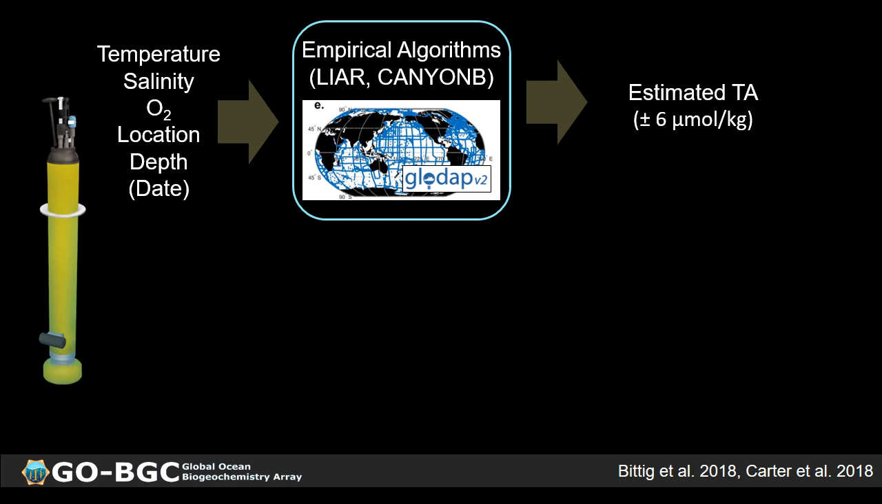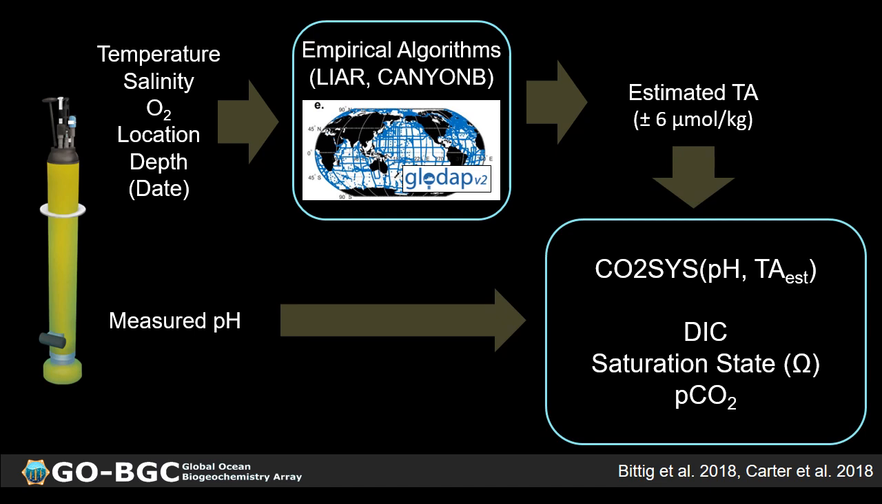So once we have an estimated alkalinity, we can combine that with the measured pH from the float and use a program such as CO2SYS, with inputs of the measured pH and estimated alkalinity, to calculate DIC, saturation state, and pCO2. So that's the approach that we take. So what are the uncertainties associated with these derived parameters? I'm going to first talk about DIC and saturation state, and then go into pCO2 for reasons that will become clear in just a second.